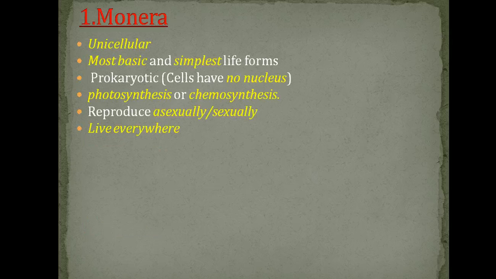So first is the kingdom Monera. All organisms in this kingdom are prokaryotic, meaning they have no nucleus, and it is the most basic and simplest life form. Most organisms in this kingdom reproduce through binary fission, which is asexual, or conjugation, which is sexual.